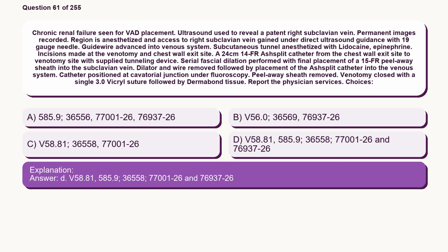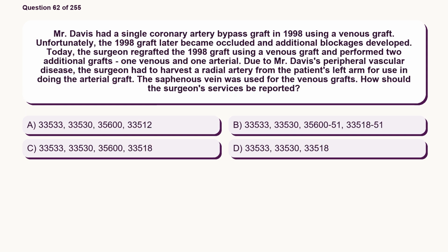Answer D. V58.81, 585.9, 36,558, 77,001 to 26 and 76,937 to 26. Question 62. Mr. Davis had a single coronary artery bypass graft in 1998 using a venous graft. Unfortunately, the 1998 graft later became occluded and additional blockages developed. Today, the surgeon regrafted the 1998 graft using a venous graft and performed 2 additional grafts, one venous and one arterial.